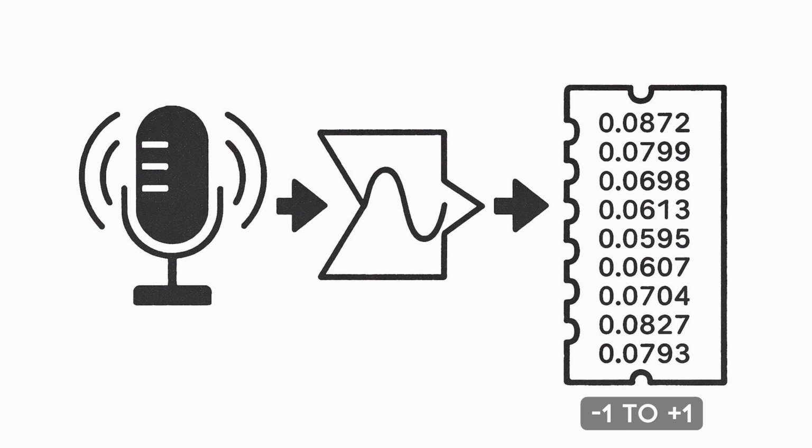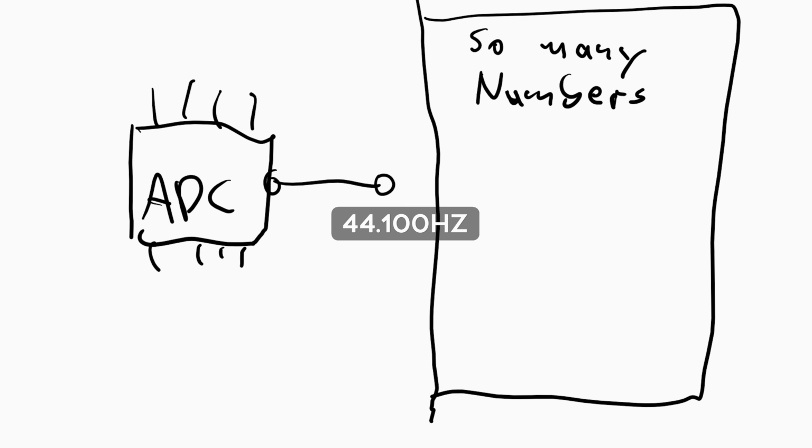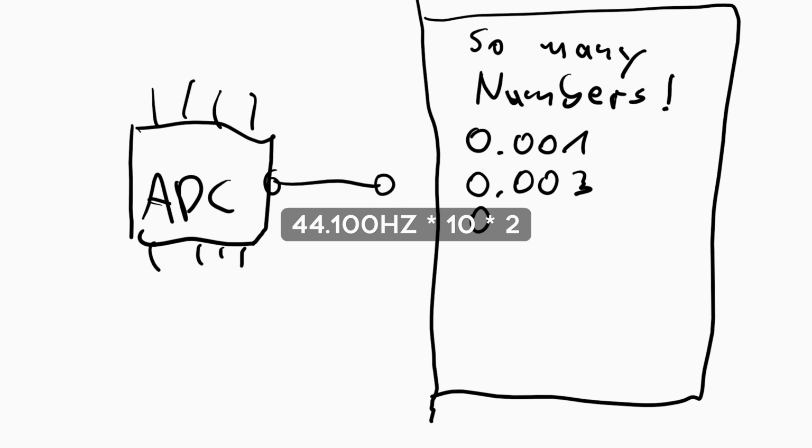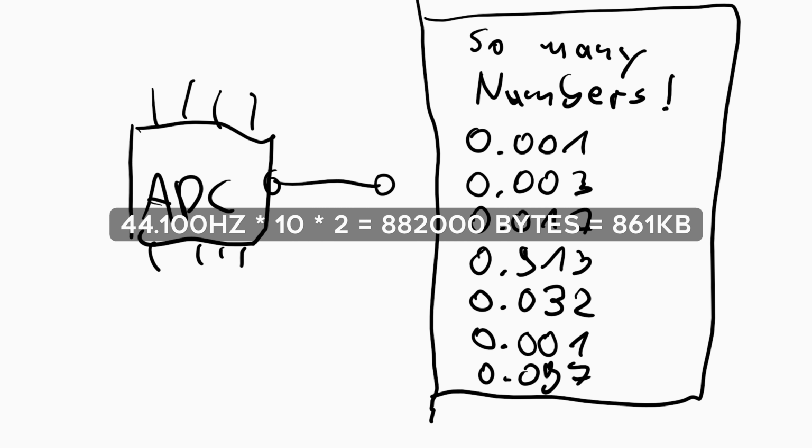In your sampler, these values then get normalized to floating point values in the range from -1 to +1. What we end up with is a table of numbers, a very long table of numbers. For example, at 44.1 kHz, you'll need 882,000 bytes for 10 seconds of mono audio, because 16 bits are 2 bytes. So that's 861 kilobytes there.